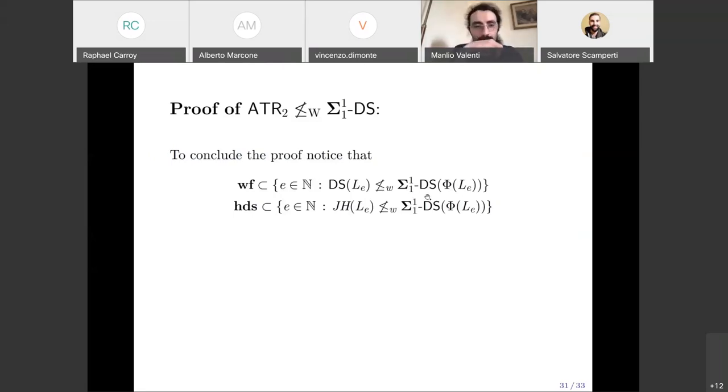Moreover, the set WF here is actually a subset of this thing, and that's just because if you pick an E which is the index of a well-founded order, then of course it has no descending sequences, and if you have no descending sequence, then the empty set does not reduce to anything, right? You cannot compute anything which belongs to the empty set. Let's put it in another way.